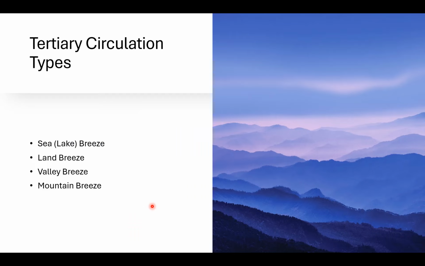Here are your tertiary circulation types: the sea or the lake breeze if you live near a lake, the land breeze. In addition, in mountainous areas, the valley breeze as well as the mountain breeze is a tertiary circulation type. Again, you aren't really going to see this very often in the wintertime because your synoptic scale pressure gradient is just so strong it overpowers these smaller scale effects. Now, these do show up quite well in the summer season when our overall synoptic pressure gradient is much weaker. So these generally tend to take over in the summertime.